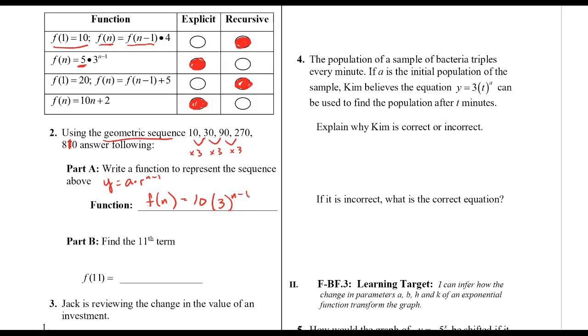Part B says find the 11th term. So I'm going to plug in 11. So f of 11 is equal to 10 times 3 to the 11 minus 1, which is 10 times 3 to the 10th. Use your calculator and we get a value of 590,490.